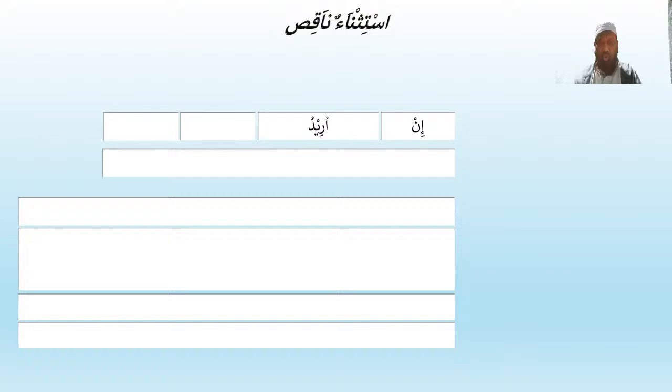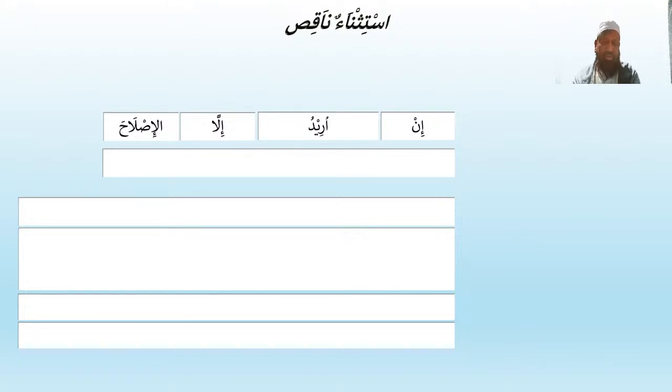In uridu, arada yuridu, to want. This is a Quranic verse. So this verb is new to us. Arada yuridu, to want. In uridu illa al-islah. So let's say we have illa, which is normally harful istisna.